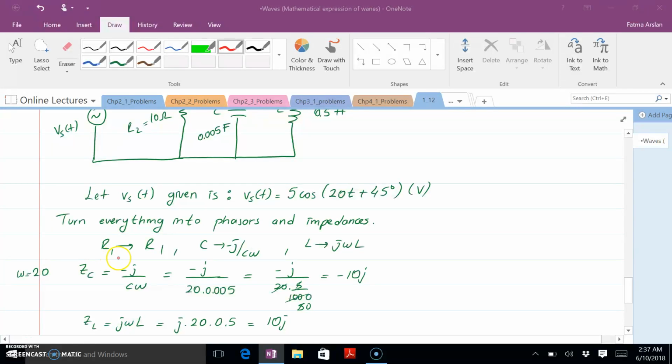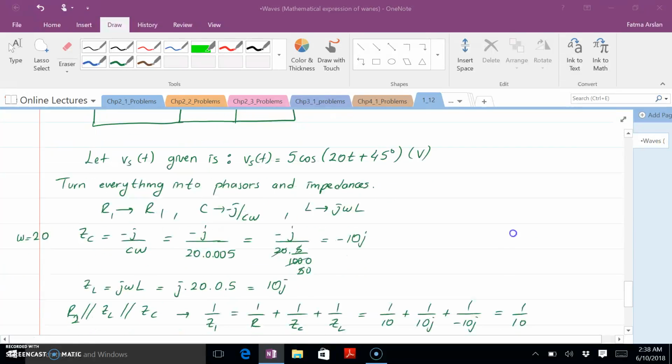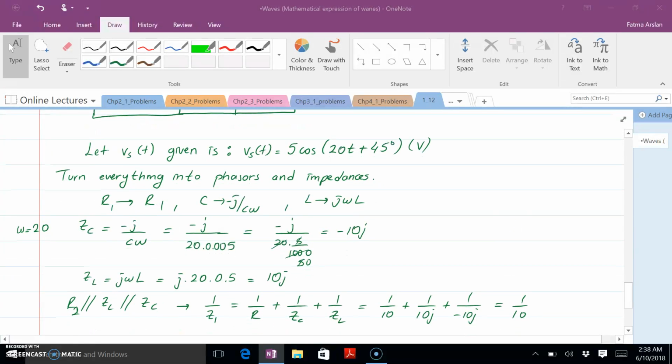The resistances turn as themselves, so they don't change. And then the capacitance turns as negative j divided by omega C, negative j divided by C omega. And then the inductance turns as j omega L. So if we just plug into these formulations, we can derive these.